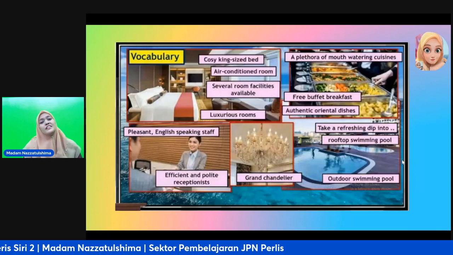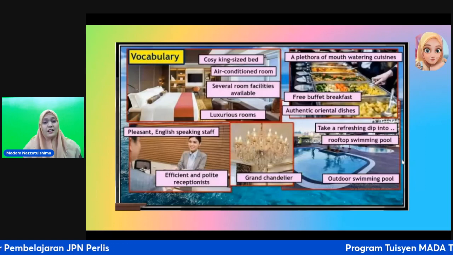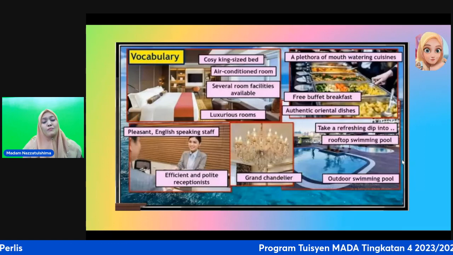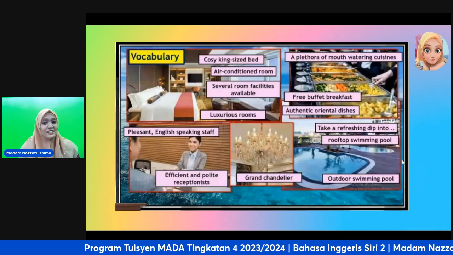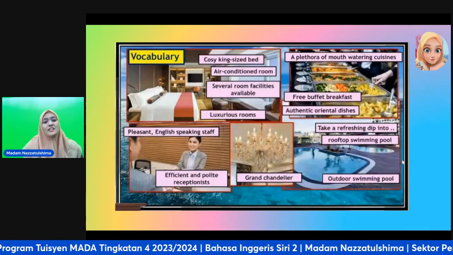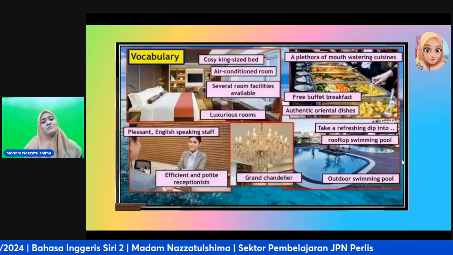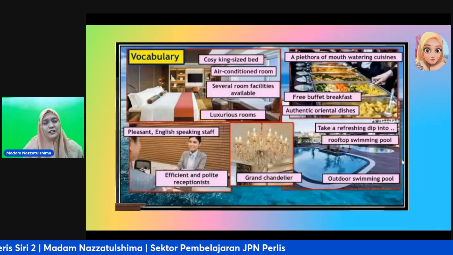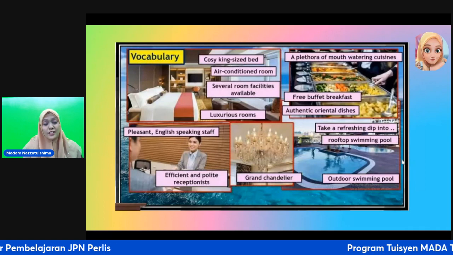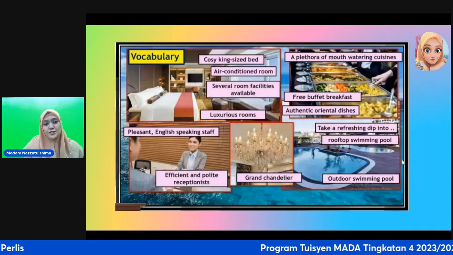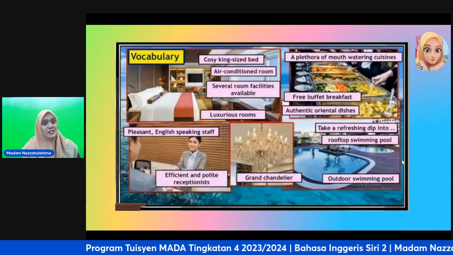For example, first of all, you want to mention the rooms at the hotel. You might say it has a cozy king size bed or cozy queen size bed. Next one is air conditioned room. Several room facilities available, maybe a hair dryer, and free Wi-Fi in the room. The luxurious room. As you can see in the picture just now, it's very expensive, right?